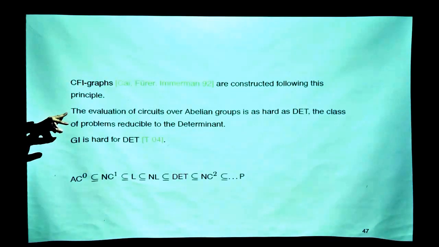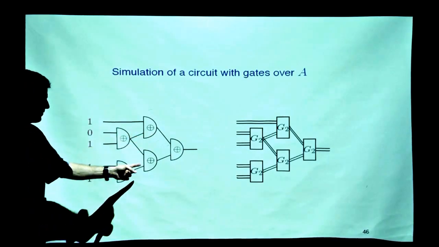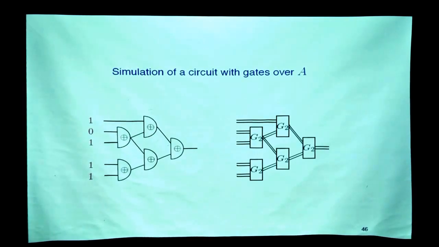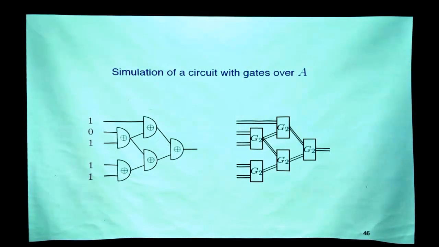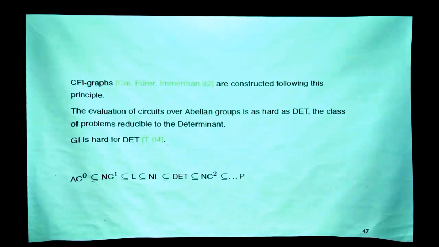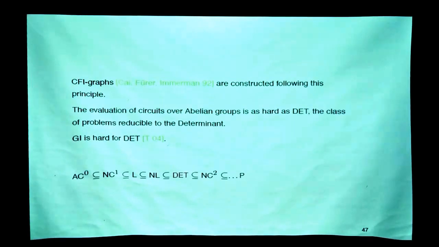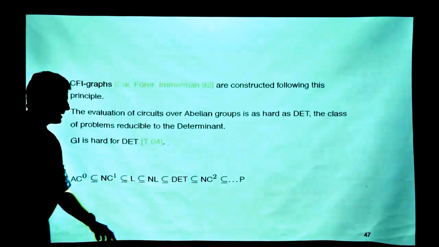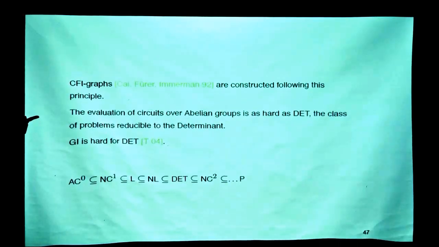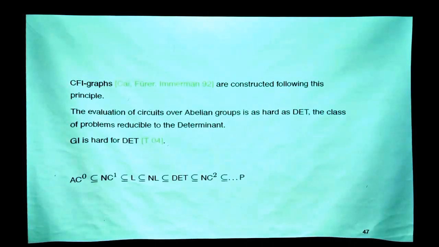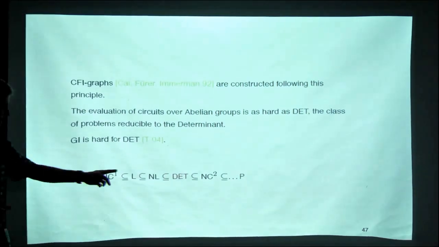Okay, how complex is it to evaluate something like the circuit value problem, but where the gates are not AND or OR, but some operation in a group? How hard is that to evaluate? Well, for abelian groups, this has the class called the determinant. Here is NC2, known to have all this in it. And from this, it follows that graph isomorphism is hard for this determinant class.